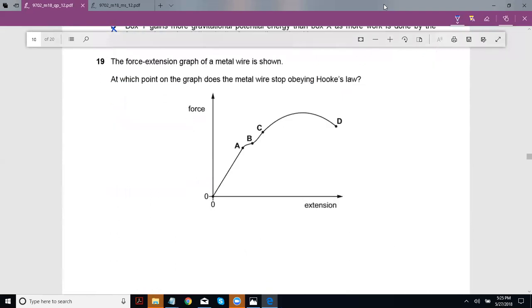Okay, this is easy. So the force extension graph of a metal wire is shown. At which point on the graph does the metal wire stop obeying Hooke's law? Wow. Basically, what does Hooke's law say? That force is going to be directly proportional with extension, right? If I remember correctly. So it's directly proportional if it forms a straight line out of the origin. When it stops obeying that straight line rule, that's the point after which it will stop obeying Hooke's law. So you get A.